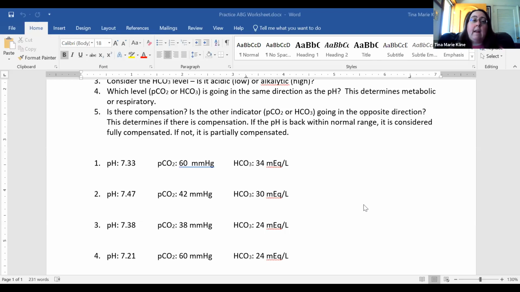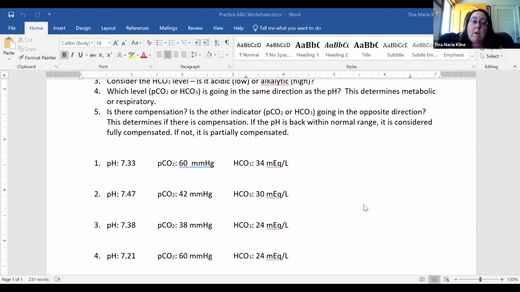Again, looking back at number 1, my pH is 7.33, so that goes towards the acidotic side. My PCO2 is 60, so that is also going towards the acidotic side, because remember, your CO2 is your acid indicator. So the higher it is, the more acid you have. And then your bicarb, when you look at it, that's going towards the alkaline side. So you're looking for the two that match, and that's your pH and your PCO2.